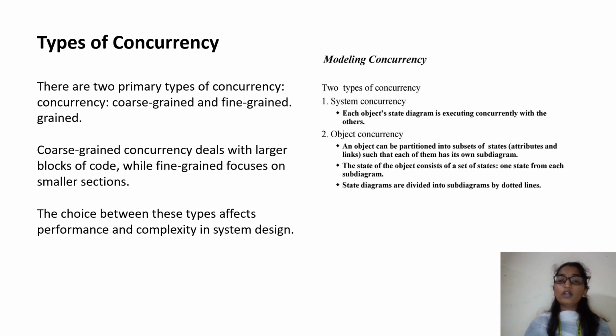Modeling concurrency. Two types of concurrency. First one is system concurrency and second one is object concurrency. Now what is system concurrency? Each object's state diagram is executing concurrently with the others. Object concurrency means an object can be partitioned into subsets of states, attributes and links such that each of them has its own subdiagram. The state of the object consists of a set of states, one state from each subdiagram. State diagrams are divided into subdiagrams by dotted lines.